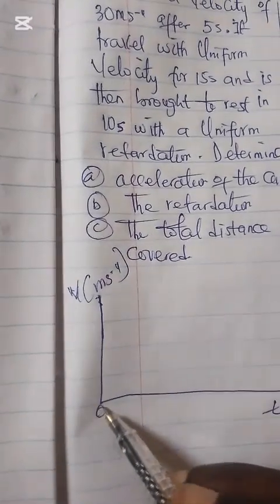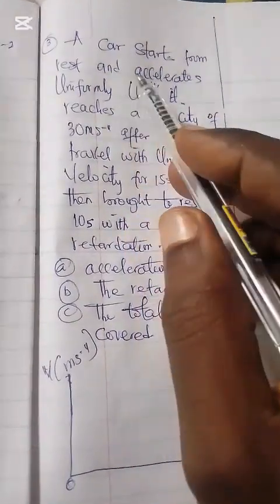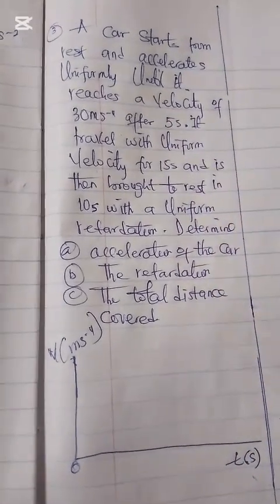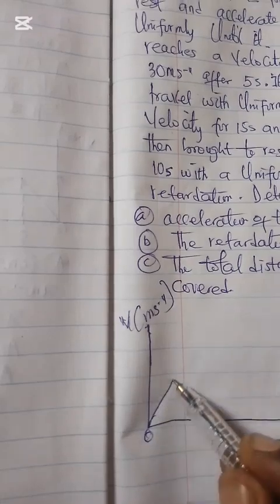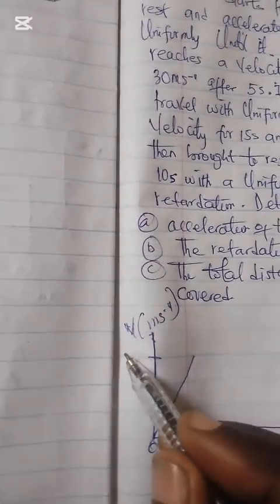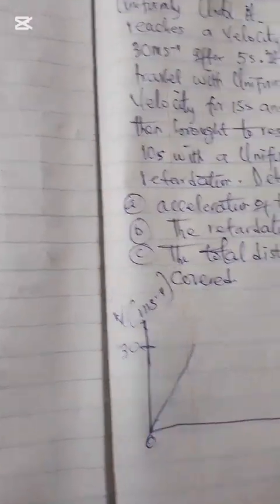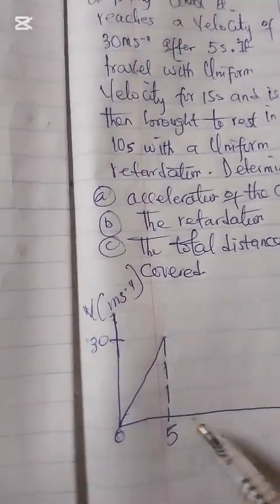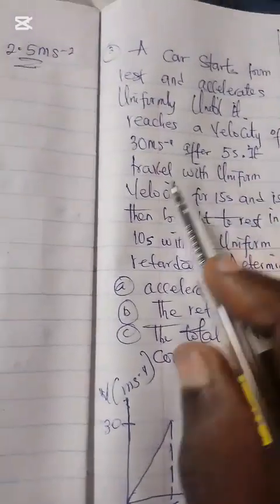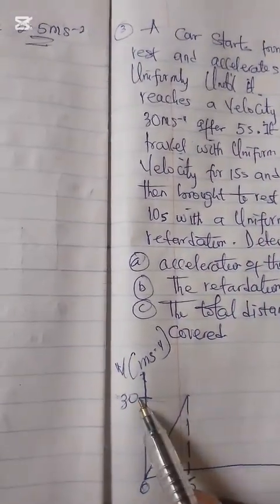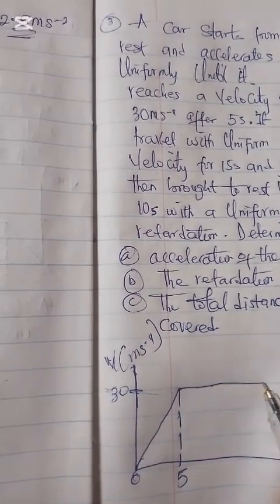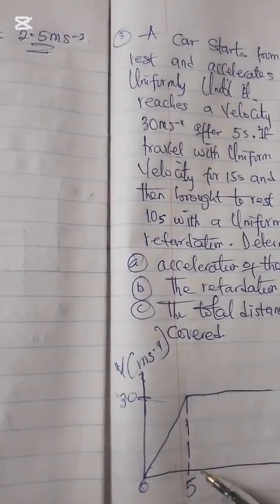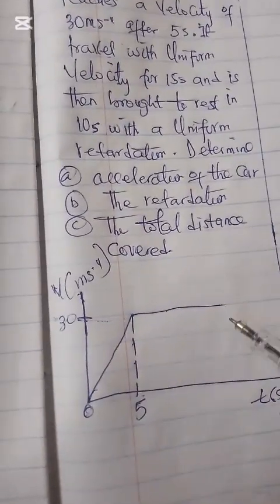So a car starts from rest. So here is the rest position. A car starts from rest and accelerates uniformly until it reaches a velocity of 30 meters per second after 5 seconds. So here is 30, after 5 seconds. So here should be the time. After 5 seconds, full stop. It travels with uniform speed, the same speed of 30, for 15 seconds. So you are adding 15 to 5. If you add 15 to 5, you are going to have 20.